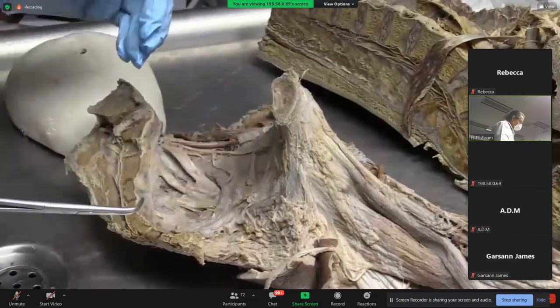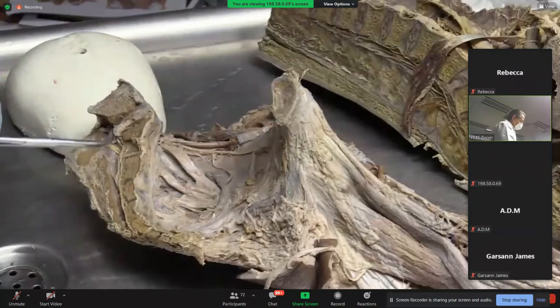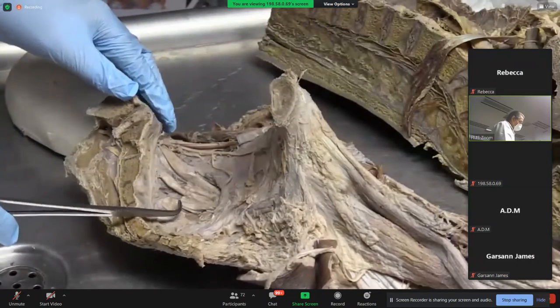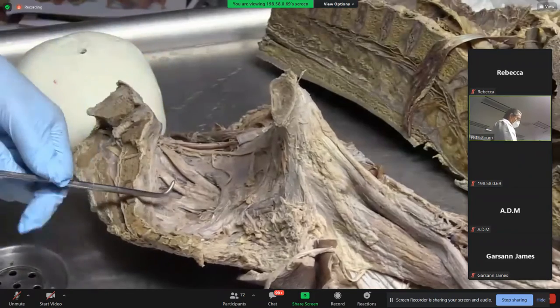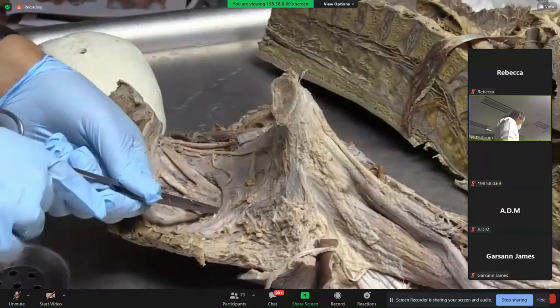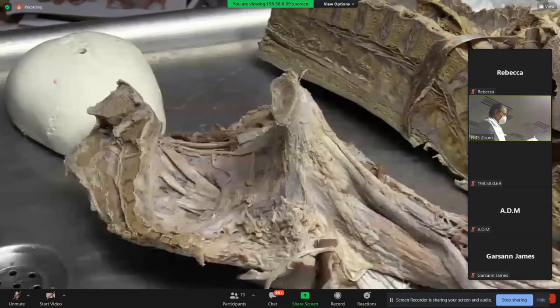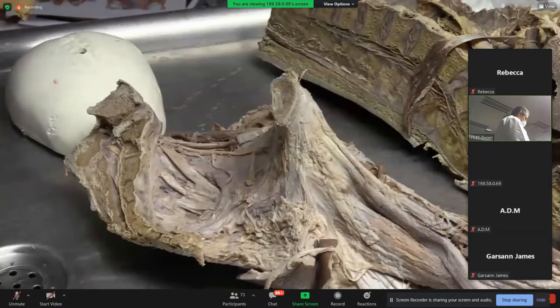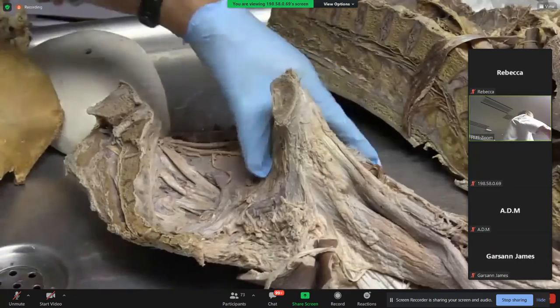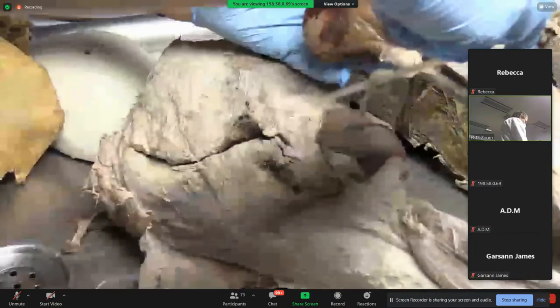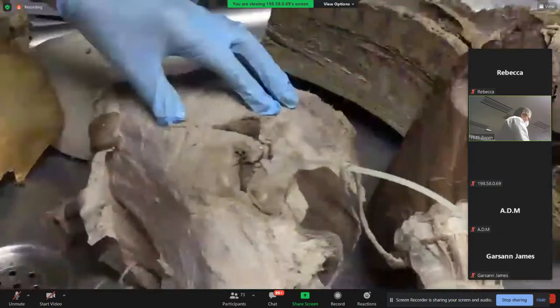So I just want to show you that the internal iliac artery running down here, one of its branches is going to come out through the greater sciatic foramen. It comes out to the greater sciatic foramen. Just take it back to show the greater sciatic foramen.